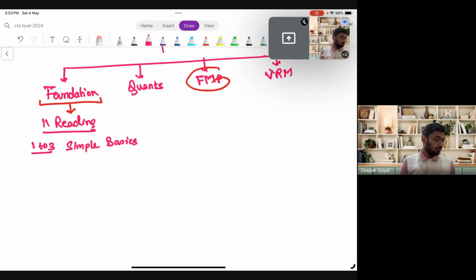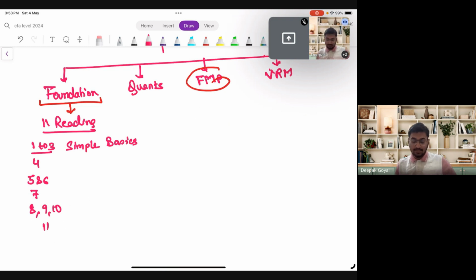Now, after that, reading number 4, reading number 5 and 6, reading number 7, 8, 9, 10, and 11. This is how I group the foundation. Okay, 1 to 3, then 4, then 5 and 6, then 7, 8, 9, 10, and 11. Okay, now out of which this is the most difficult one.